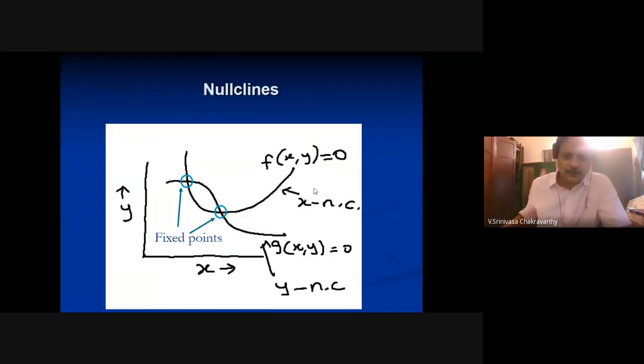So this is just a schematic of that. Suppose I have two functions, f of x,y looks like this, and then g of x,y looks like this. It can be any curve, right? And so this curve, f of x,y equal to 0, is called the x null plane. And g of x,y equal to 0 is called the y null plane. And in this picture, you can see that the two intersect at 2 points. So these are the fixed points because at these points, both of them become 0.